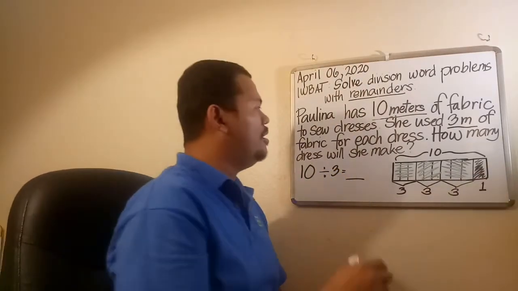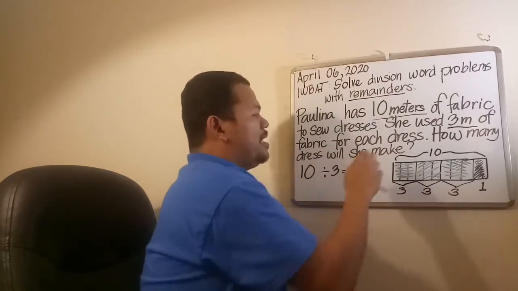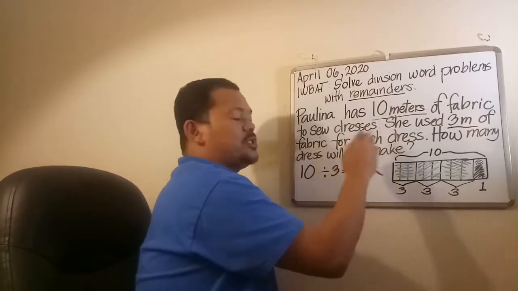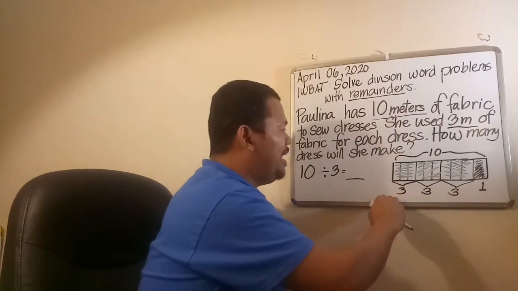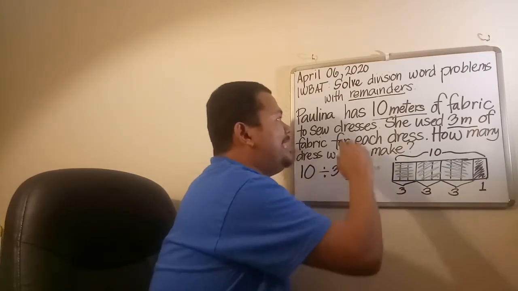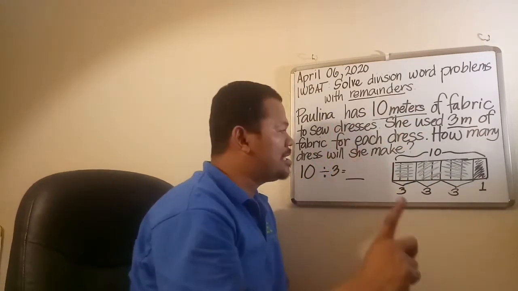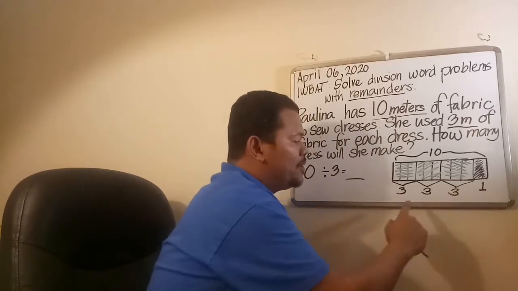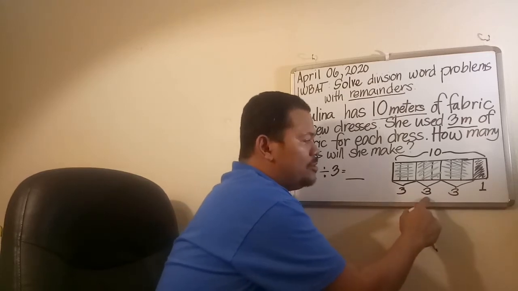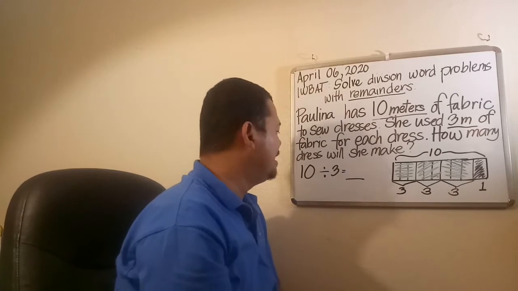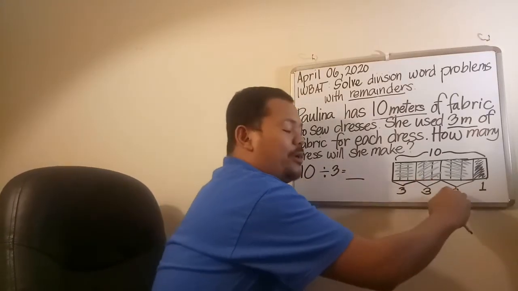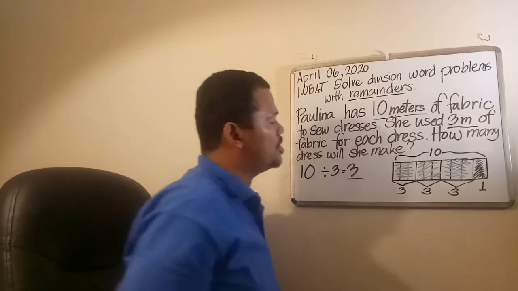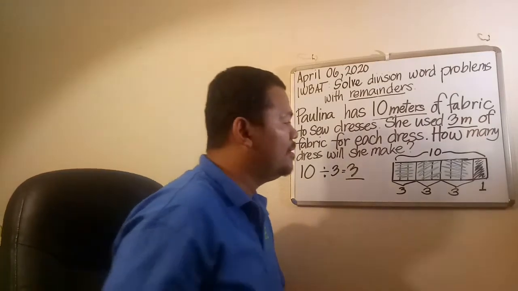There we go. So how many dresses will she make? Now, she used 3 meters of fabric for each dress. Okay? And how many dresses will she make in 10 meters? A dress is composed of 3 meters. So how many 3 meters can we have here? 1, 2, and 3. Meaning to say 10 meters has 3 dresses. Okay? But we have a 1 here.